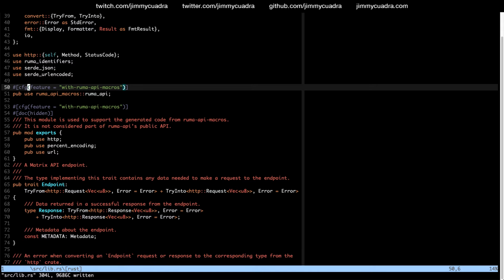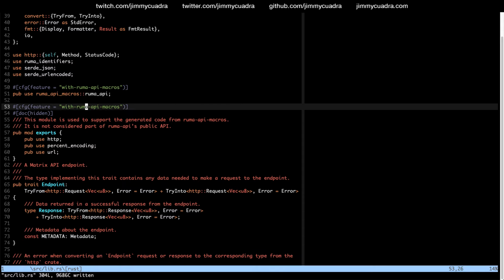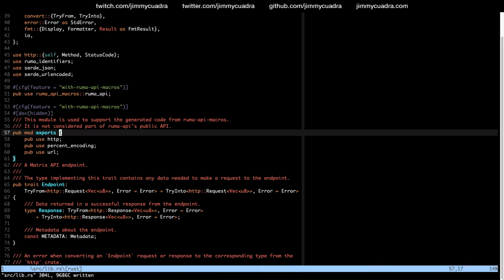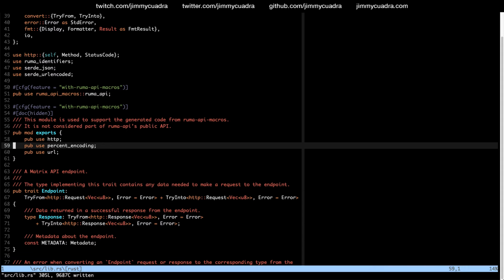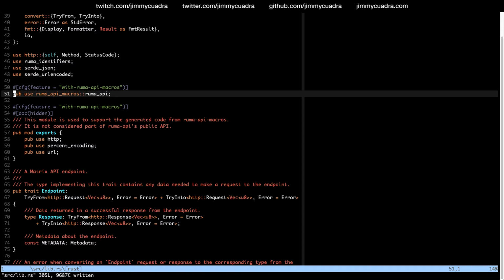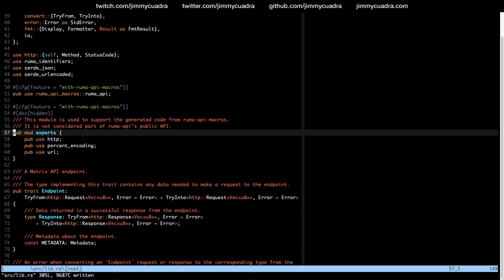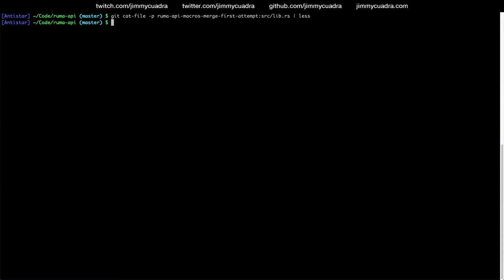Yeah, so when this feature with Ruma API macros is enabled, then we're going to re-export the macro, and we're also going to create this hidden module called exports, which will in turn re-export the other crate dependencies that the generated code that Ruma API macros produces refers to. So this thing right here is sort of a dependency for this to work.